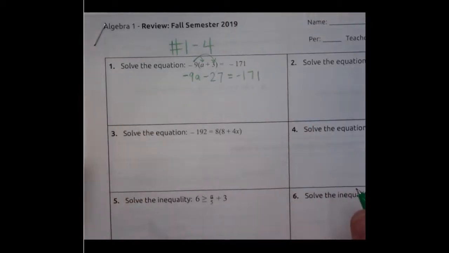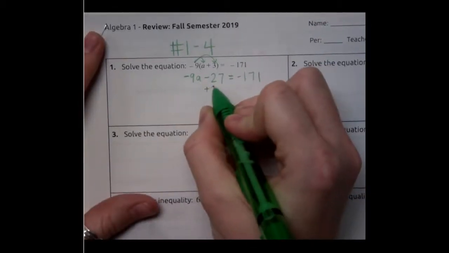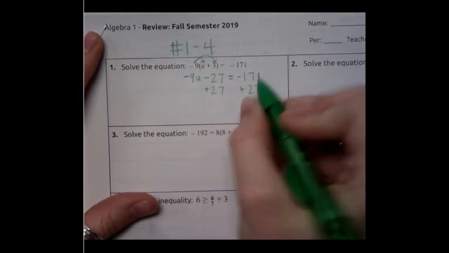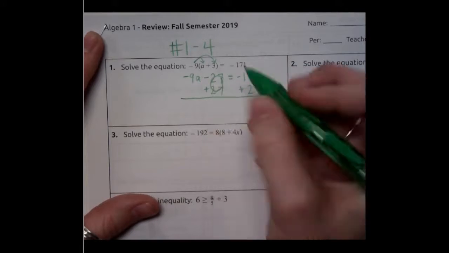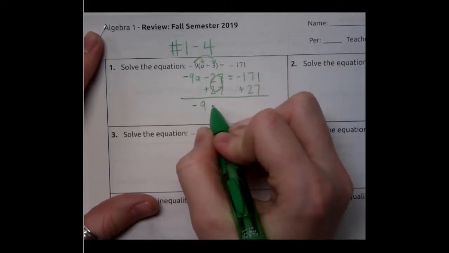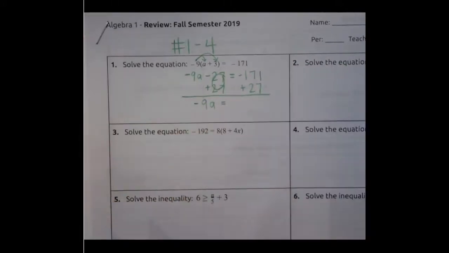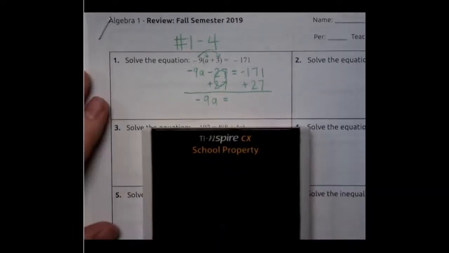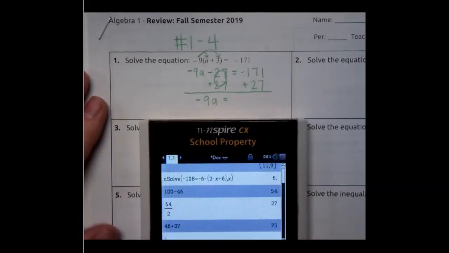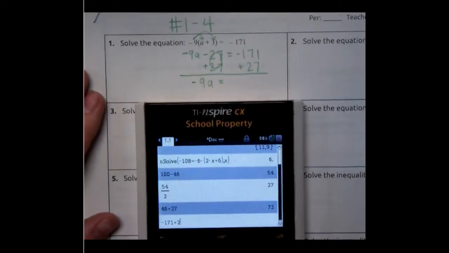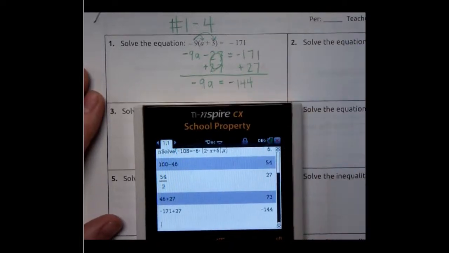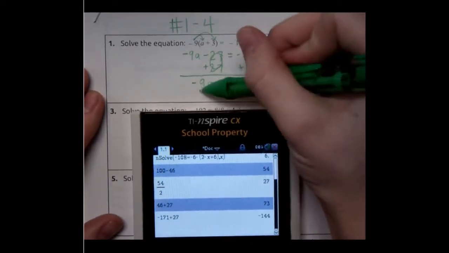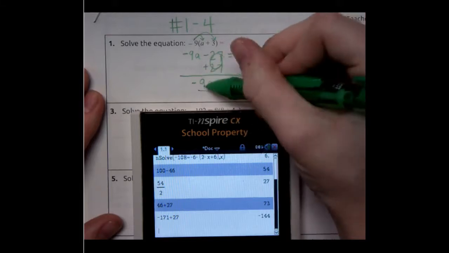Okay, now we're just solving for a. So I'm going to get rid of this 27 first, and because it was a subtracted 27, I'm going to add, which is the opposite. So this turns into a 0. I'm left with -9a equals, and this is where you can pull out your calculator. So don't be afraid to type things in if you're not sure. So we've got -171 plus 27. We get -144. So now I'm going to get rid of this -9, which is connected to the a by multiplication.